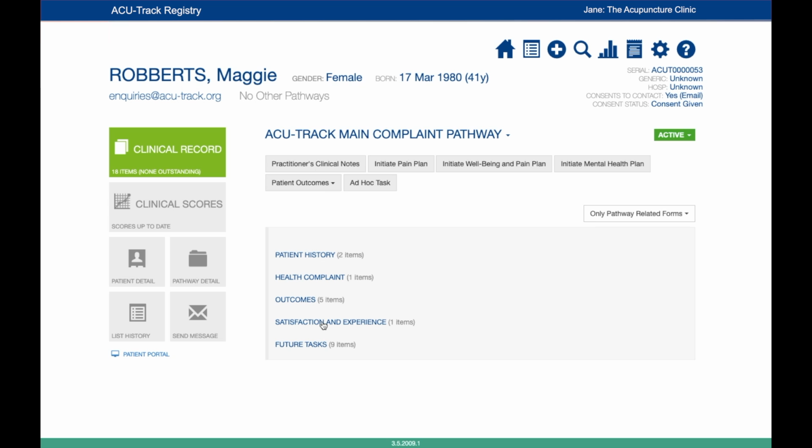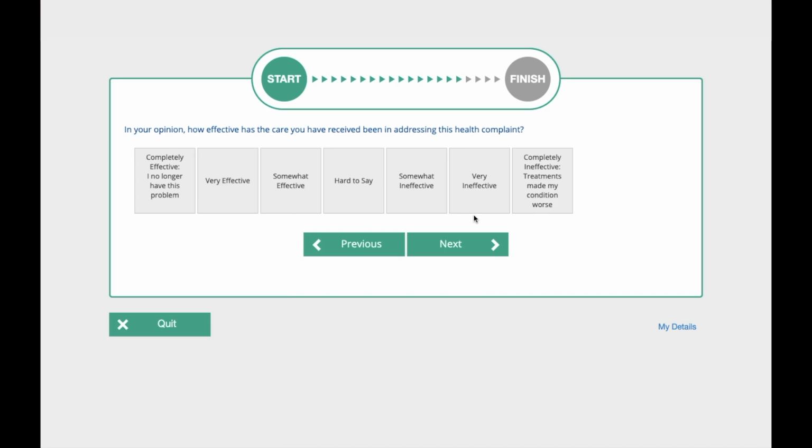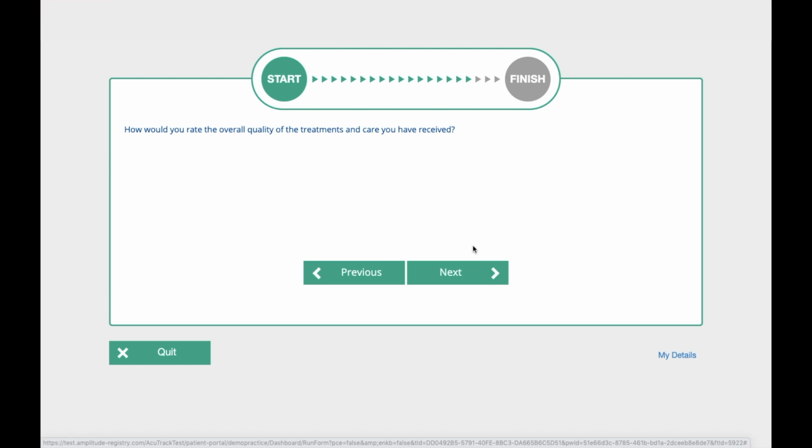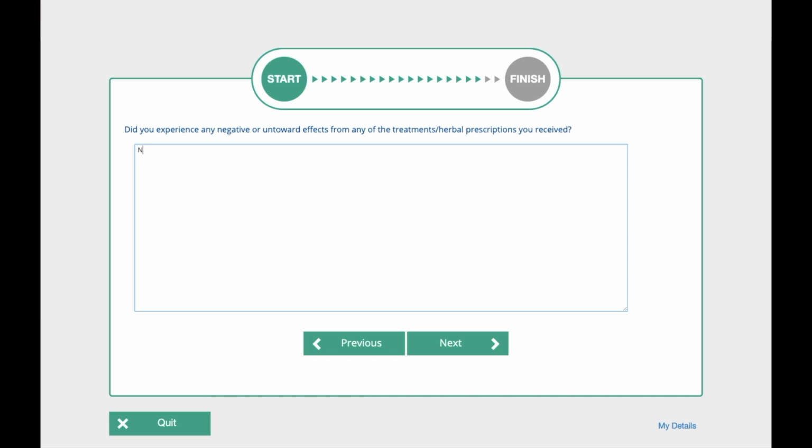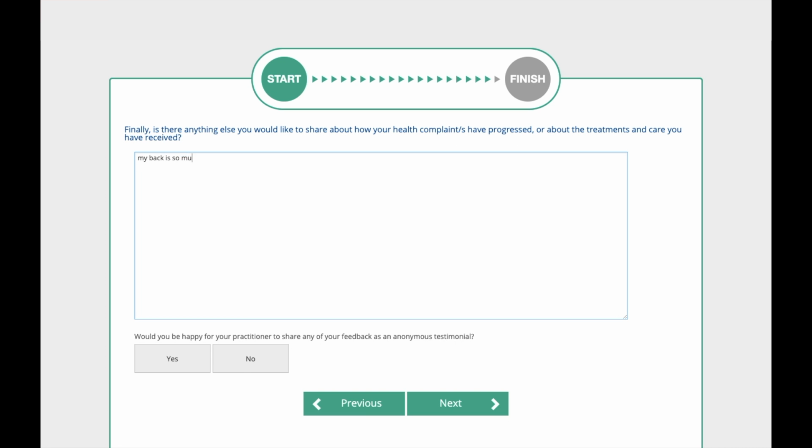At 8 weeks, patients will also be sent a one-off additional follow-up questionnaire asking them how effective they felt their care was in addressing their health complaint, their overall satisfaction, and any adverse effects they have experienced. It also provides them an opportunity to give any additional feedback, which you can use as a testimonial.